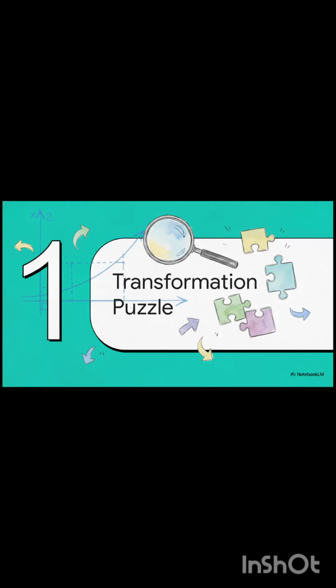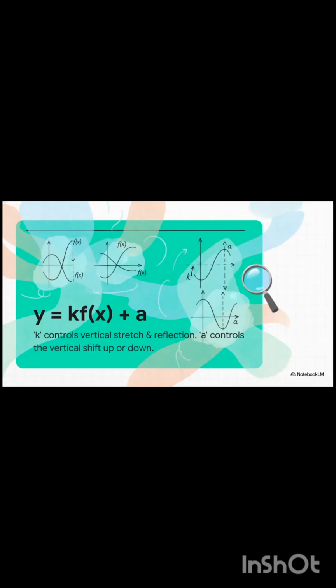First up, let's get our heads around this transformation puzzle. We really need to become detectives here and figure out exactly how this function has been shifted and stretched. Okay, so here's our core equation: y equals k times f of x plus a. Our entire job is to find the secret values for k and a.